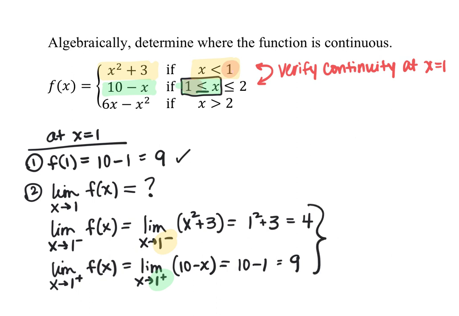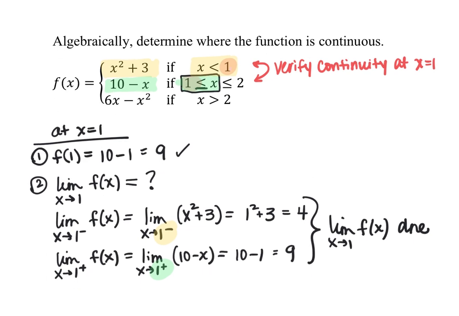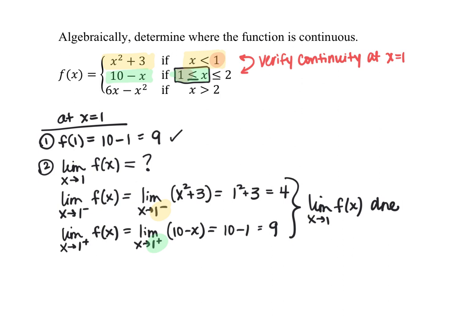So since the left-hand limit is 4 and the right-hand limit is 9, that tells us that the limit as x approaches 1 of this function does not exist. Now, if the limit does not exist, that means that the function is not continuous at 1. So we can say f of x is not continuous at x equals 1. And we just proved that algebraically.